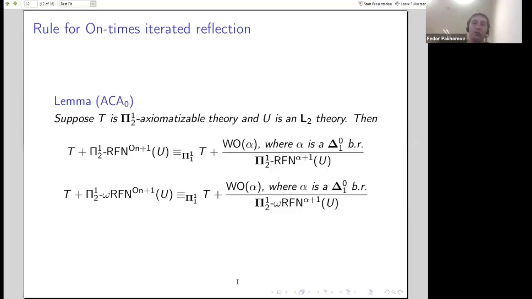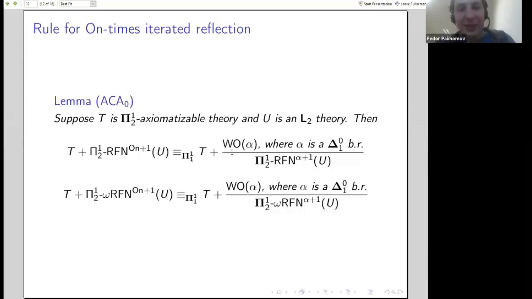Okay, so the last thing that we need to deal with is iteration along the class of ordinals. And basically it works like this. So the α plus one times iterated reflection is Π^1_1 conservative over the iterated reflection rule. So if α is a well ordering, then you can iterate reflection along α.